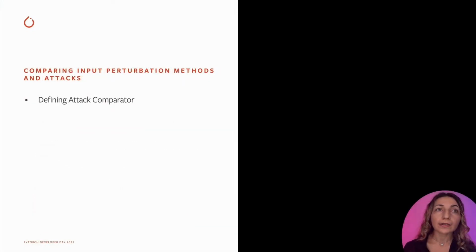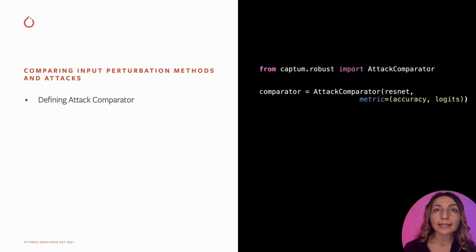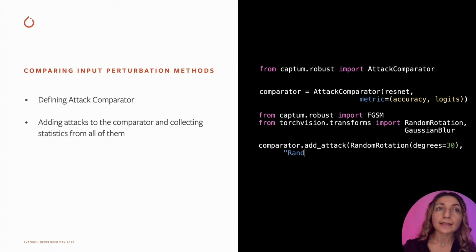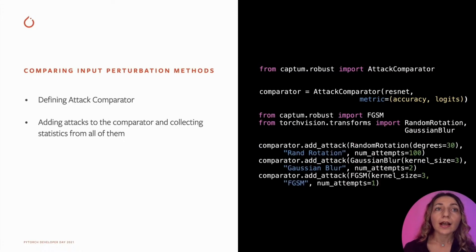Now let's look at how we can compare different input perturbation techniques and adversarial attacks side by side. To do so, we need to import the Captum attack comparator, and create an instance of it by passing our model and the list of comparison metrics such as accuracy or logit. Next, we define a list of input perturbation techniques such as image rotation, Gaussian blur, or any type of adversarial attacks such as FGSM, or we could choose PGD or other attacks that we are familiar with.